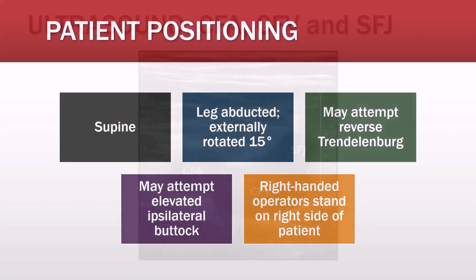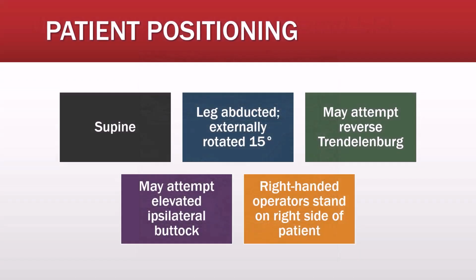The majority of our patients can be left in a normal supine position, and we can obtain optimal site conditions. In some circumstances of anatomy abnormalities or body habitus, we might have to take extra measures to ensure safe venous cannulation. This might include leg abduction, externally rotating the leg by about 15 degrees. Some folks advocate for attempting a reverse Trendelenburg position.